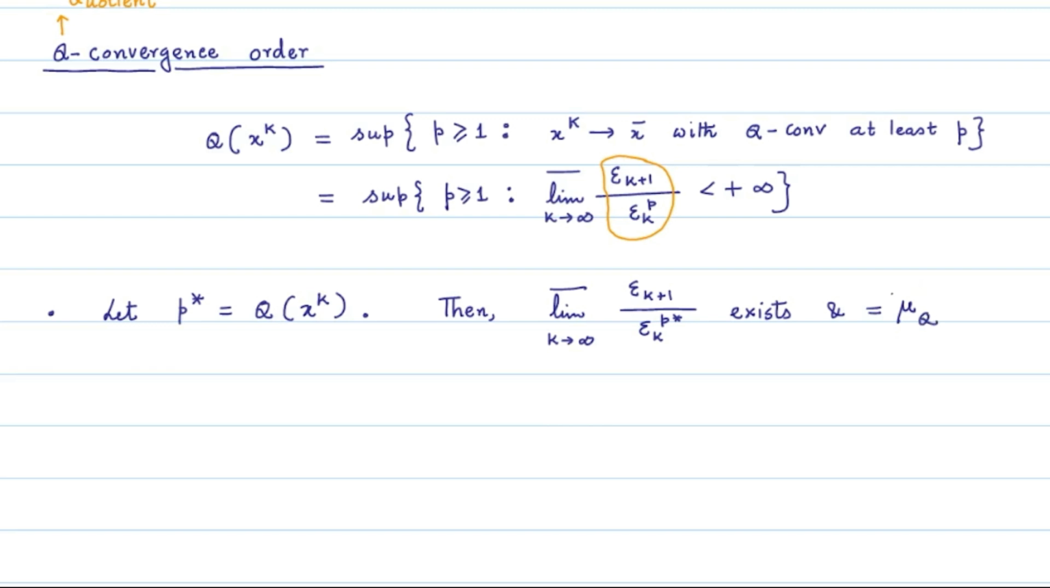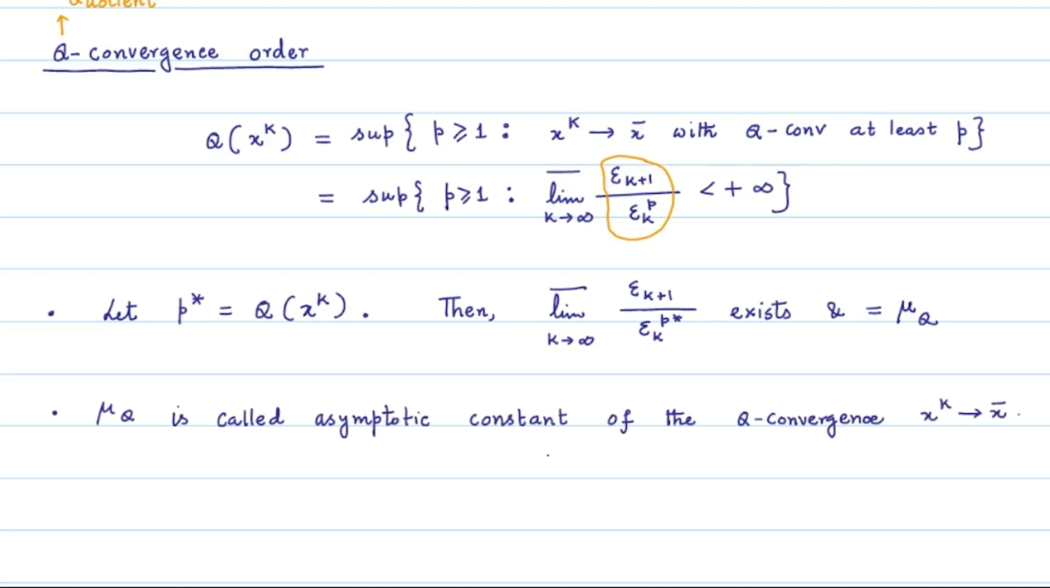This value mu_q is called the asymptotic constant of the convergence of x_k to x bar, or epsilon_k to 0. The word asymptotic is due to the fact that as the number k increases, the sequence epsilon_{k+1} divided by epsilon_k to the power p star approaches the limit mu_q, or the horizontal asymptote y equal to mu_q. This mu_q value is also referred to as the rate of convergence.